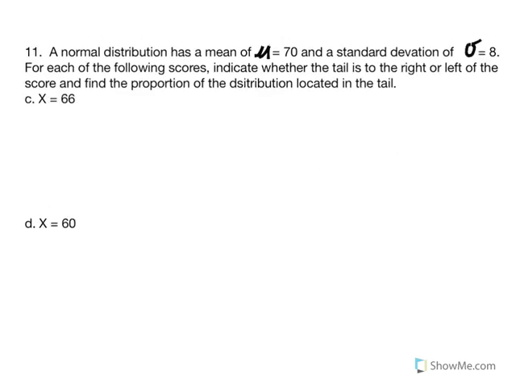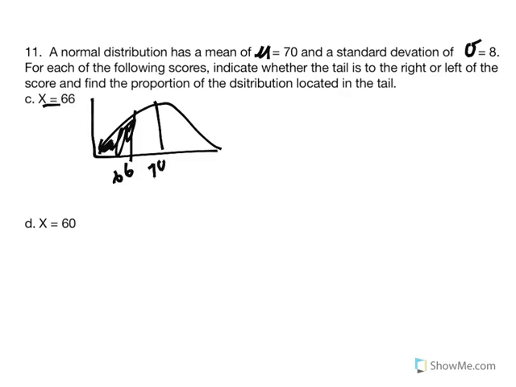Okay, this is a continuation of 11C. Now we're going to sketch our distribution. Again, the givens: 70 is equal to the mean, and we're considering a score of 66, so that's going to be to the left. Now the tail is on the left. So our interest lies in the probability of attaining an x value that's less than 66, because it's on the left side of the mean.